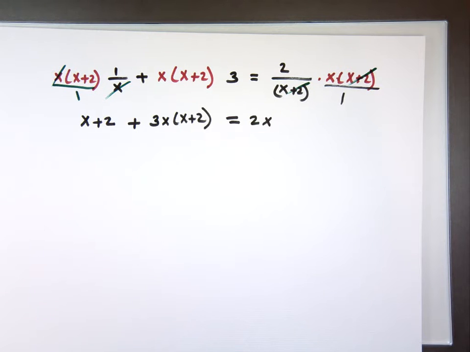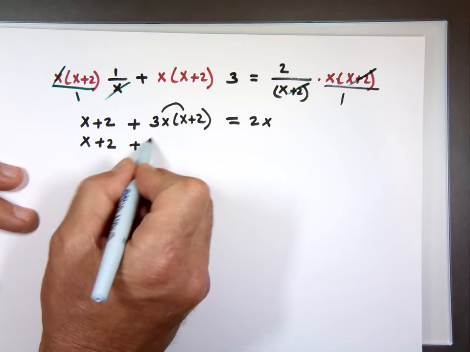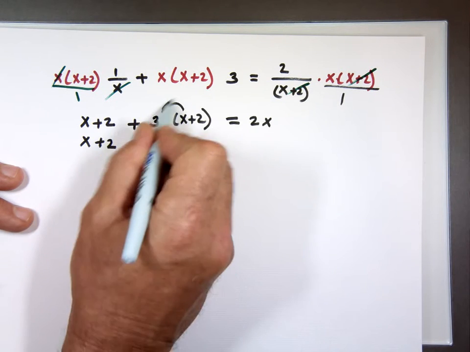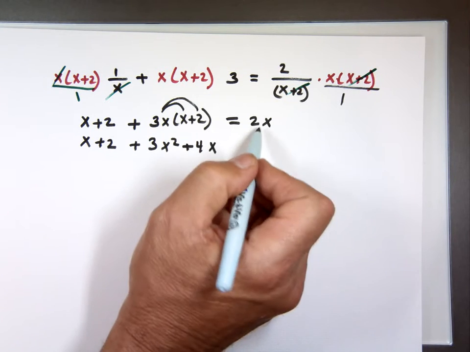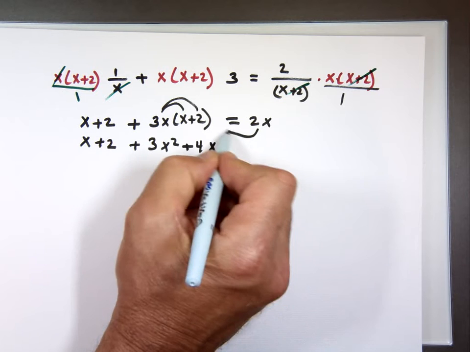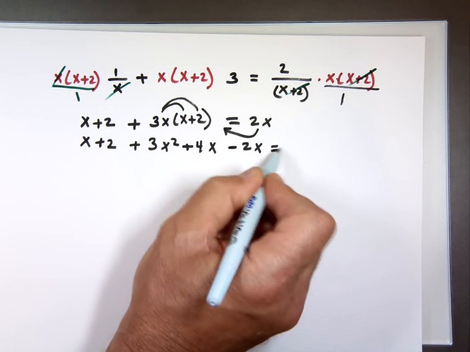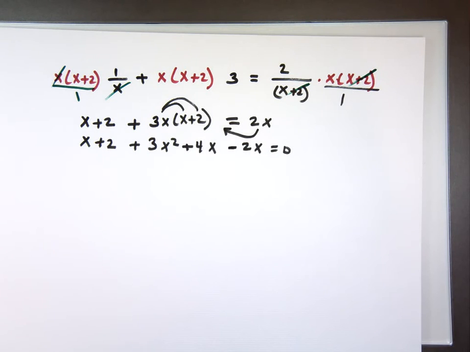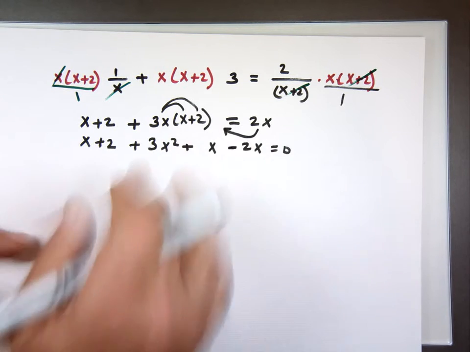Now let's solve this one. Clean it. 3x times x, 3x squared. 3x times 2 is plus 6x. And what happens when I bring that 2x to this side? It's going to turn to what? Negative 2x. That's supposed to be 6x. Oh, 3 times 2. Thank you. Yep. 3 times 2 is not 4. It's 6.